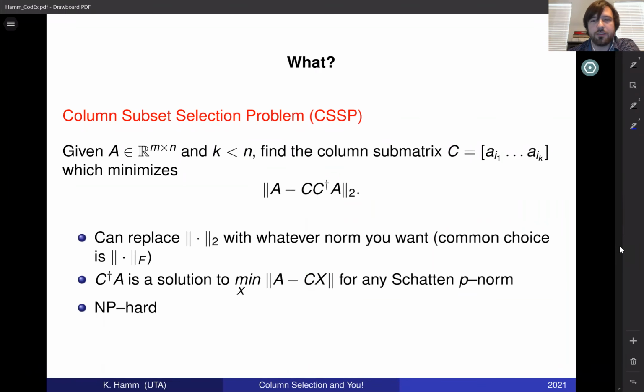Of course, you might suspect when you see this problem that it is NP hard, and the naive solution is completely intractable, which is to search over all n choose k column submatrices and see which one minimizes the objective function. Okay, so you don't want to do this. I'm not going to talk explicitly about all the ways to approximate solutions to the CSSP, but I'll give you some pointers to how things are done.